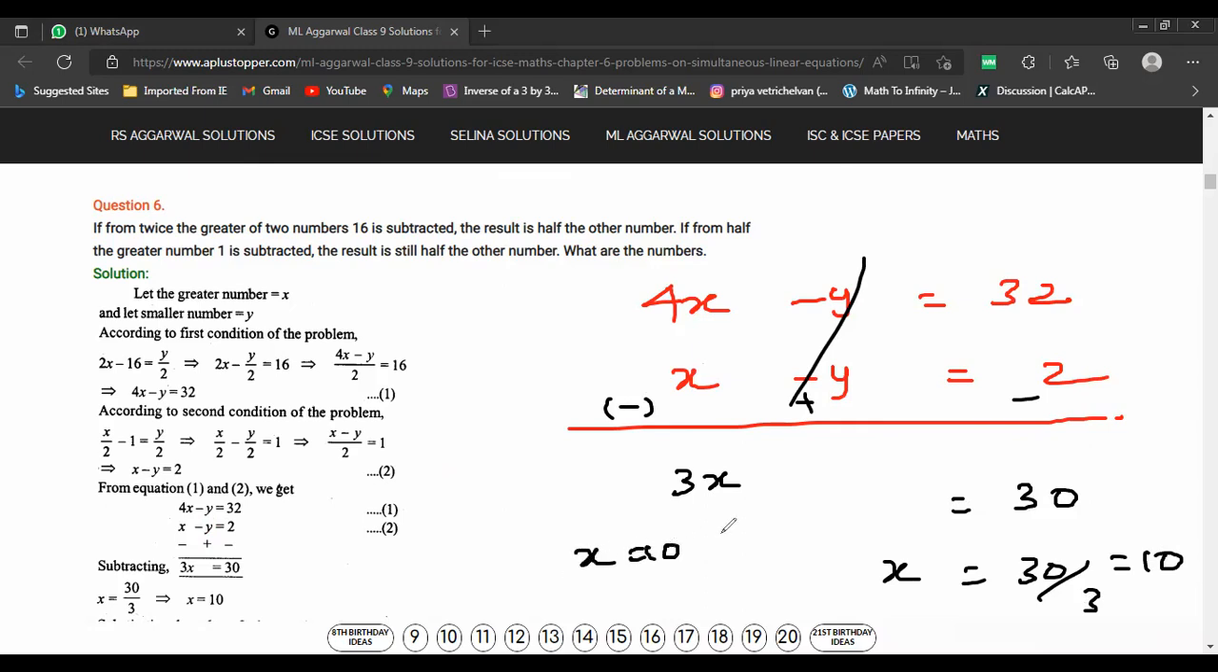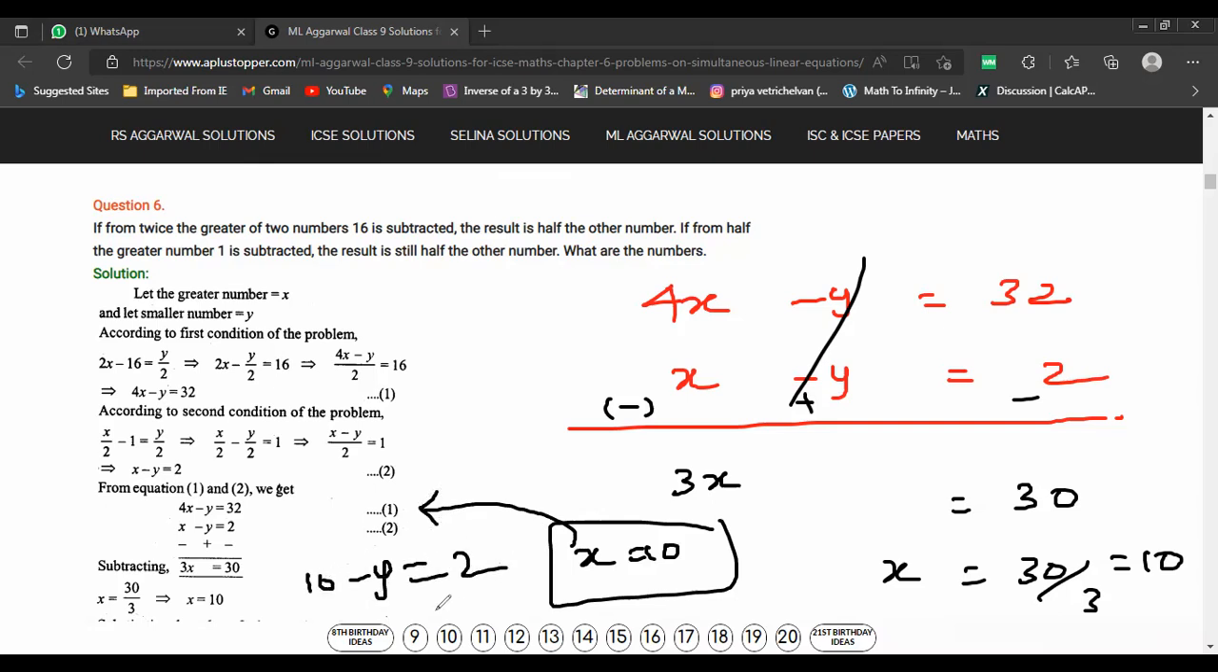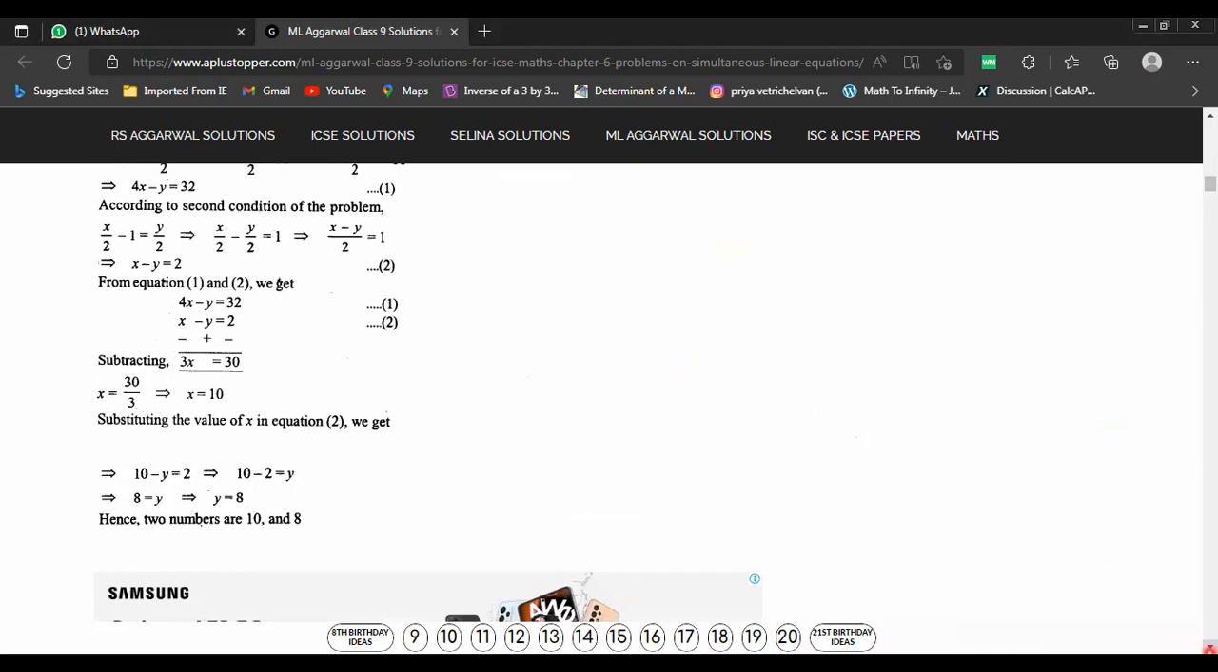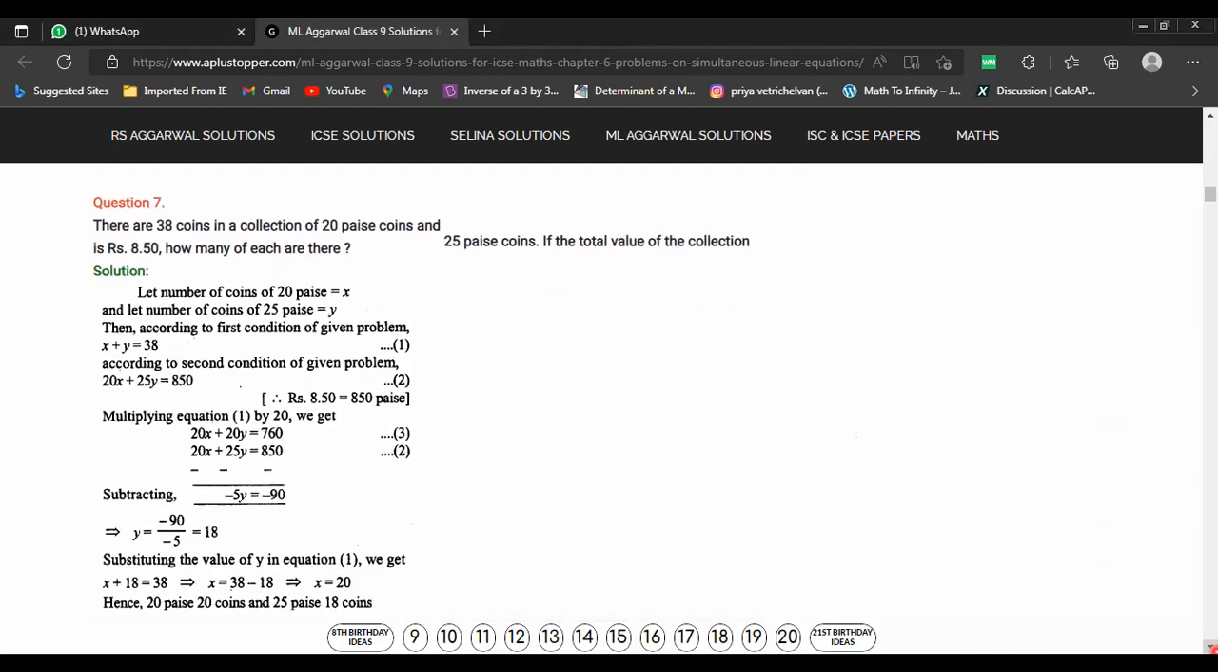So x is 10. So you can make the substitution in one of the equations. If you do it in equation 2, what happens? It's going to be 10 minus y is equal to 2. So minus y is equal to 2 minus 10. So minus y is equal to minus 8. So y is equal to 8. Can you follow? So you found the greater number and the smaller number.